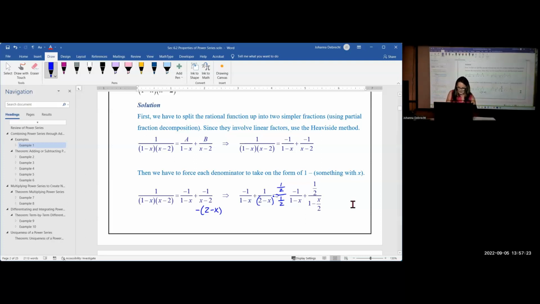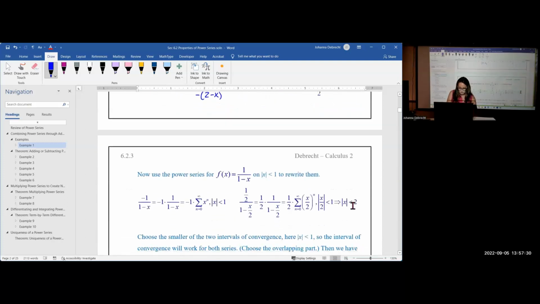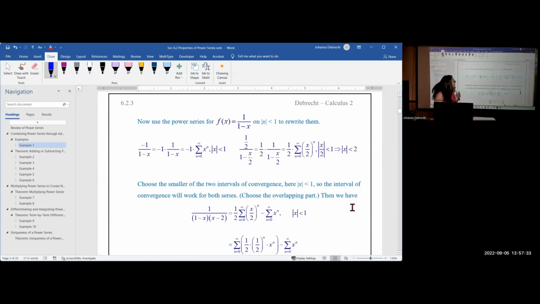Now that we have written it as something over 1 minus something with x, we need to rewrite it in the form that matches our basic power series, which is f of x equal 1 over 1 minus x. And again, this is going to be equal to the series from 0 to infinity of x to the n. So we want to use that. And again, the interval of convergence is from -1 to 1. This is our basic power series centered at 0.